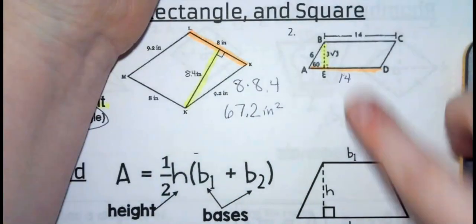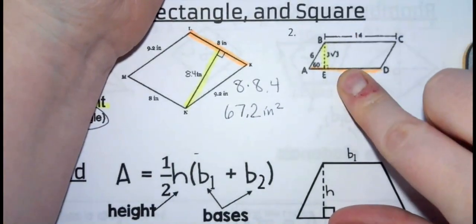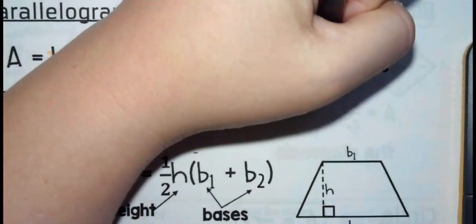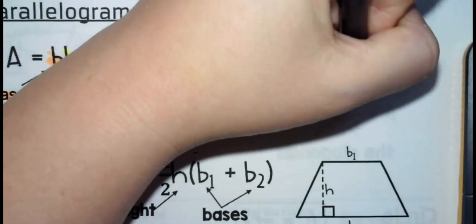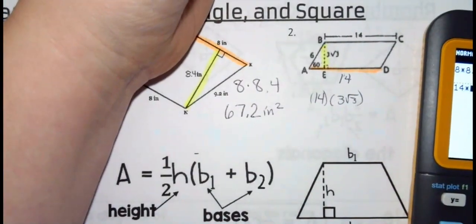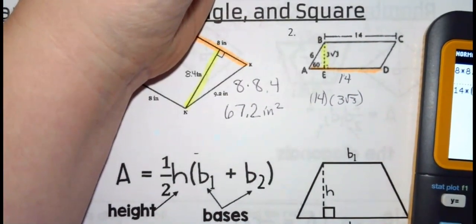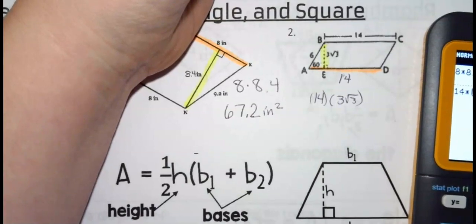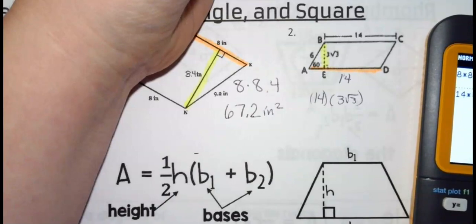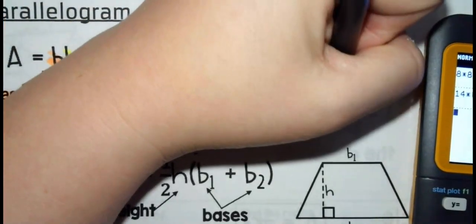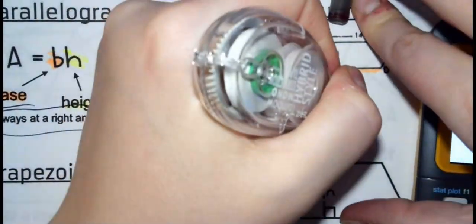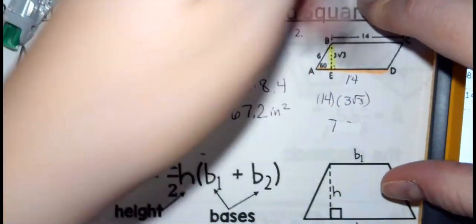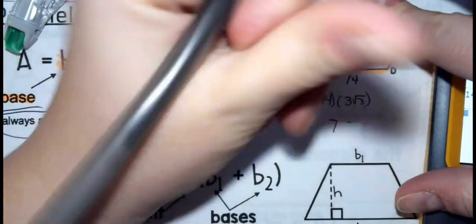But things that are important to know, like the parallelogram up here is 14, down here is also 14. You're just going to multiply those. So this one is 14 times 3 root 3. For this, you can just have it in decimals. That's fine. So 72, oh gosh, 72.7. I can't write. All right, and let's move on.